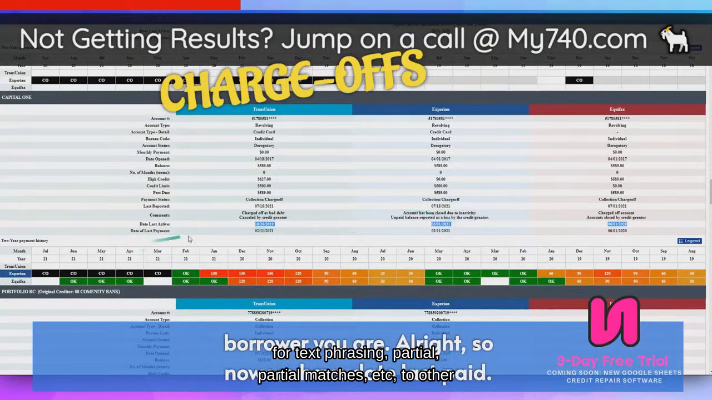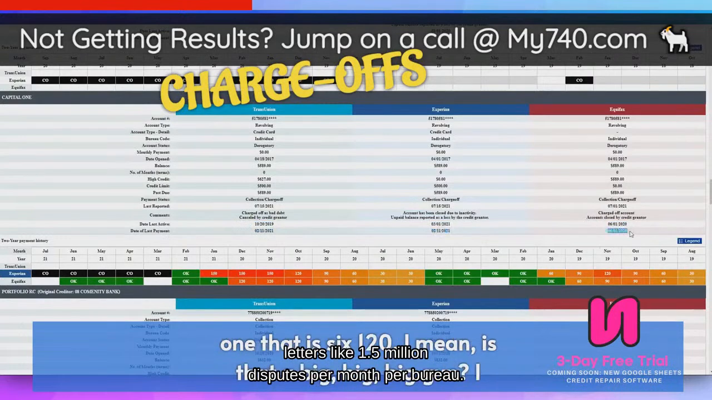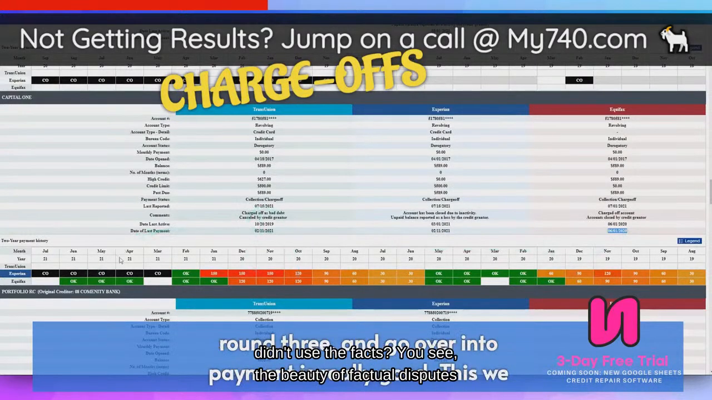All right, so now we have date last paid. All right, so 2 of these dates are the same. 2/11/21. We have one that is 6/1/20. I mean, is that a big gun? I wouldn't really say so. I would probably skip that, use that on round 3, and go over into payment history.